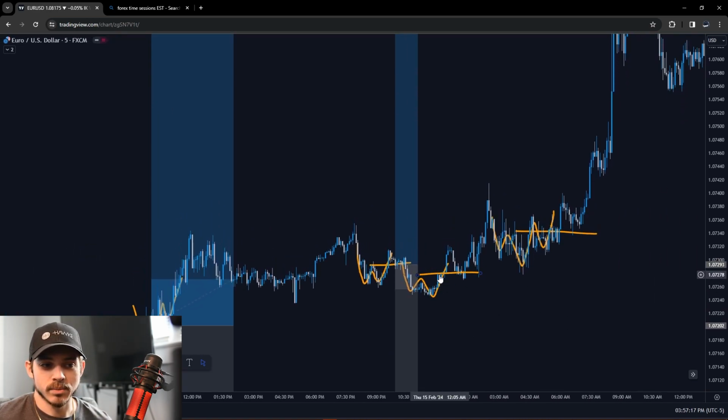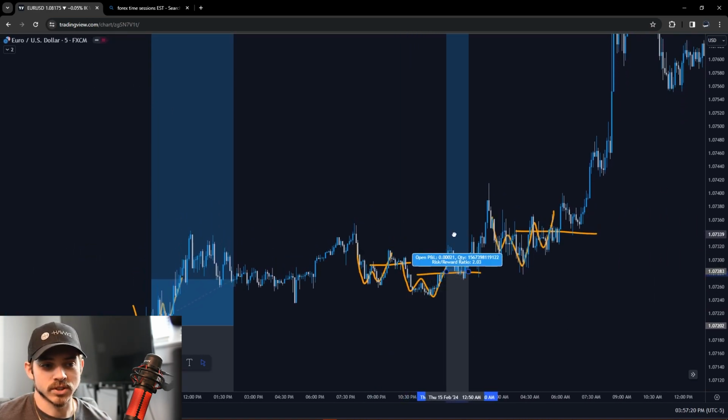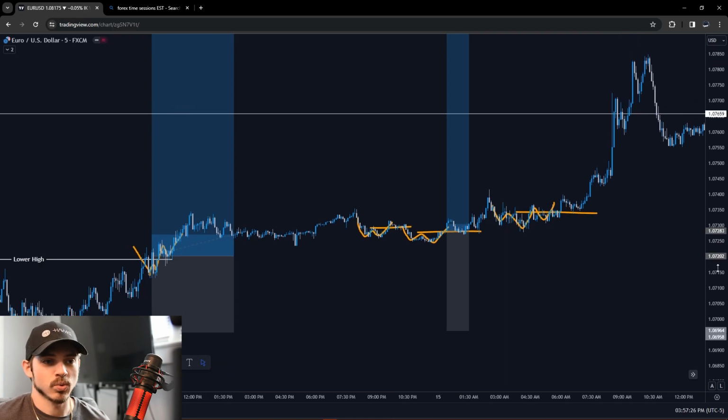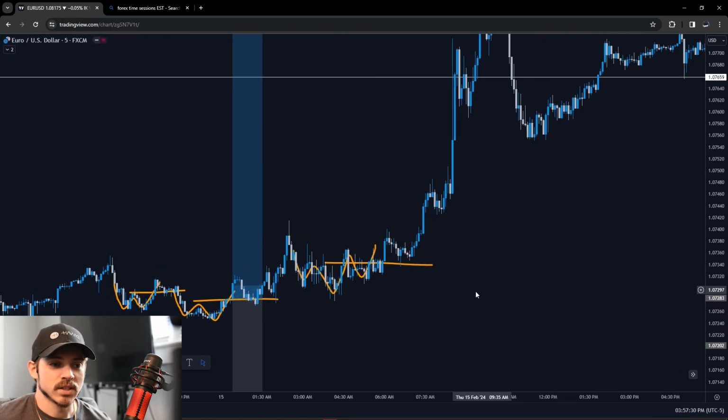This one is going to end up being the exact same. Only difference is the entry is a little bit lower, so your risk to reward ratio is going to be slightly smaller. And then for this one, it is the exact same.